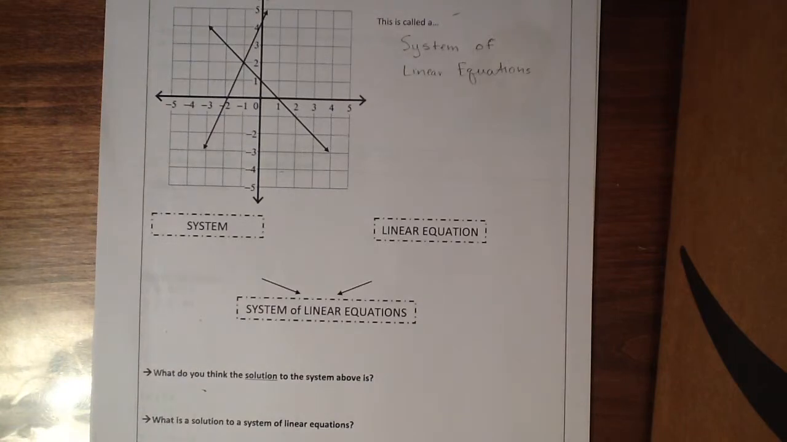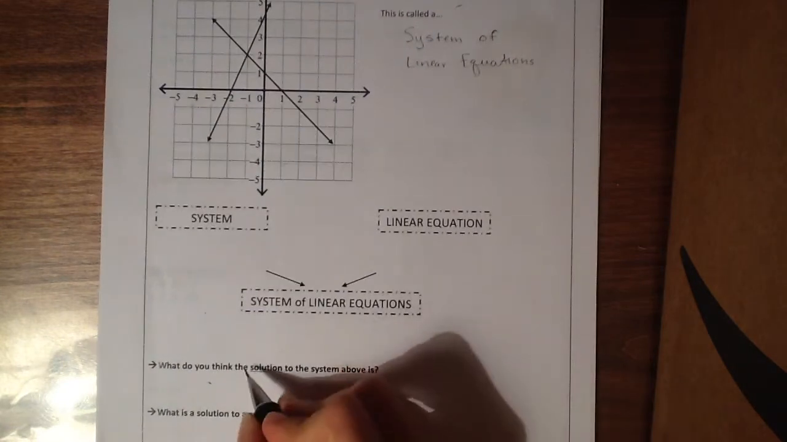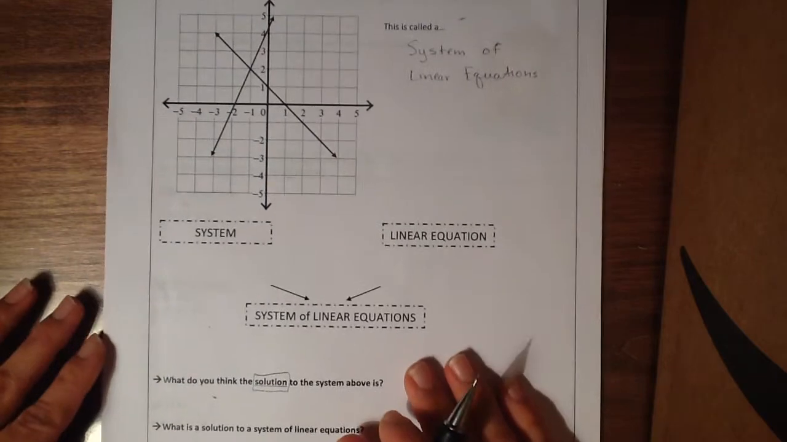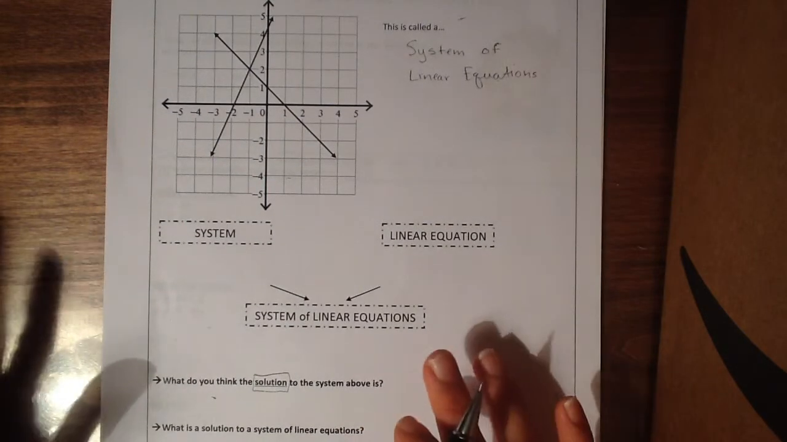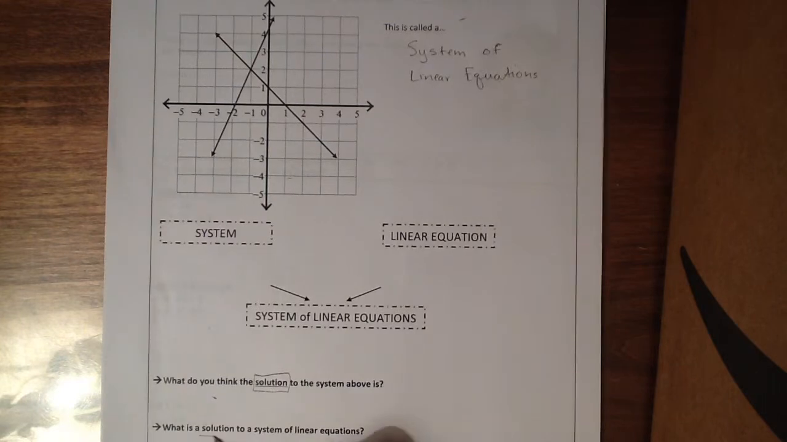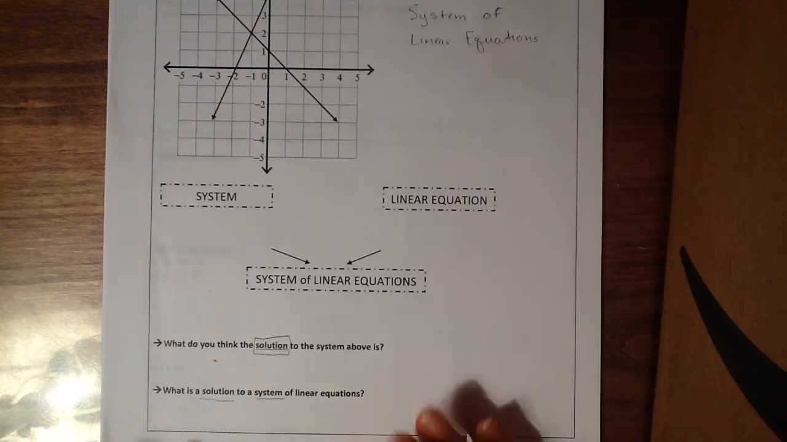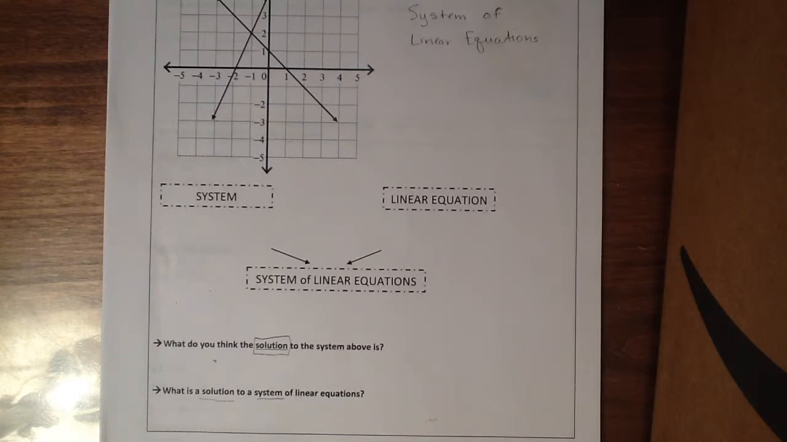So what do you think the solution of the system above is? Notice this word is underlined. What is the solution? If you look at that graph and you think about what solution is, normally when we're solving an equation, solution is what value you get for x when you solve for x. Well, in a system, I've got two variables. I've got an x and a y. So the solution to a system of linear equations is going to be the x and the y value that they share in common, when the input and the output are exactly the same.